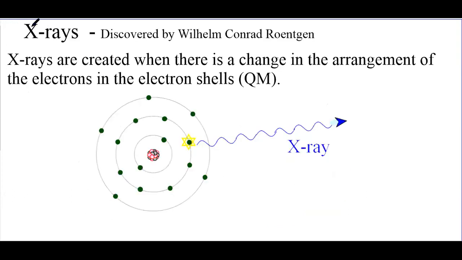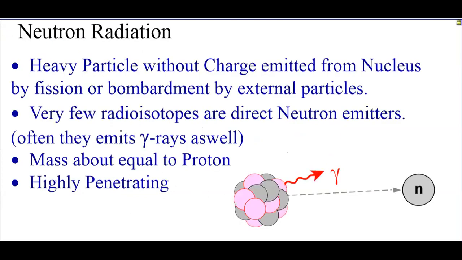So very highly penetrating. X-rays aren't part of nuclear radiation because X-rays don't come from the nucleus of the atom. X-rays come from a rearrangement of the electrons. So that's not technically part of nuclear radiation, although it should be at least mentioned casually. Neutron radiation does come from the nucleus of the atom.